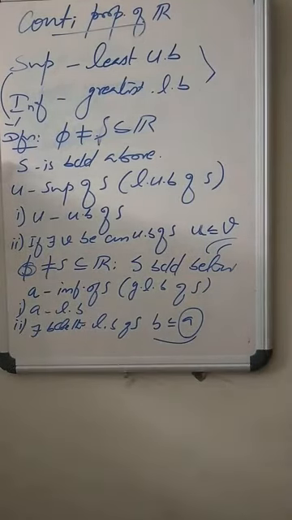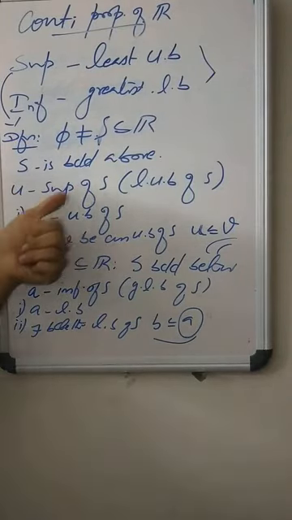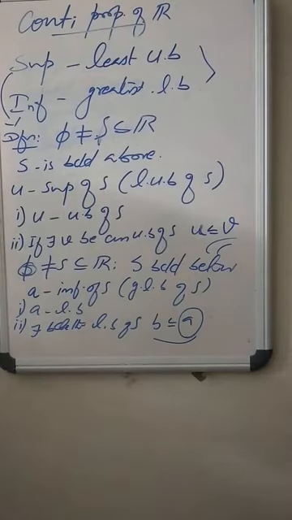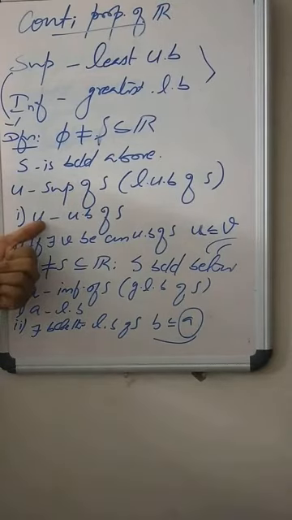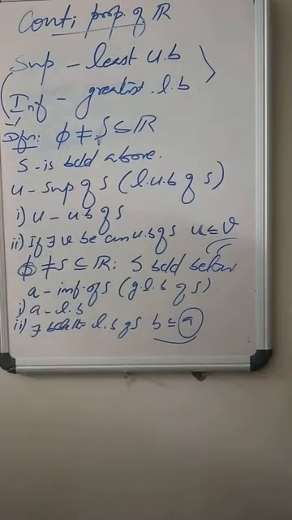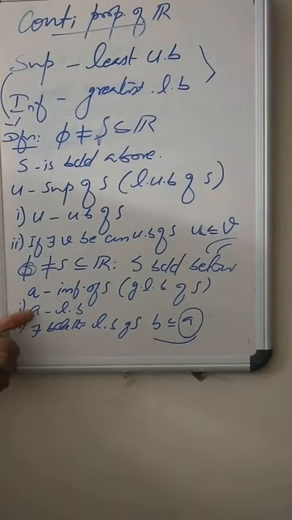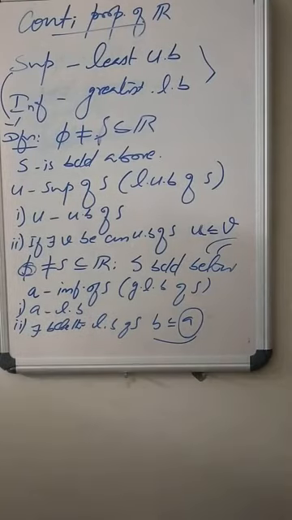Let S be a non-empty set. Then u is the supremum, meaning least upper bound, only when u is an upper bound and no number less than u is an upper bound. And a is the infimum only when a is a lower bound and no number greater than a is a lower bound. That is the highest, largest lower bound. Infimum is the greatest lower bound and supremum is the least upper bound.